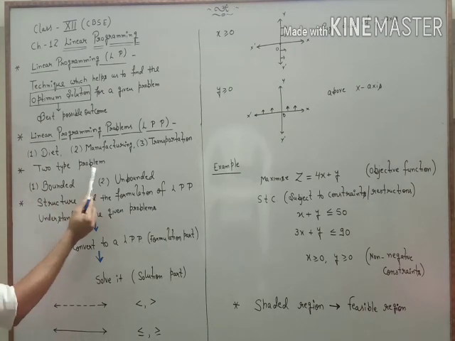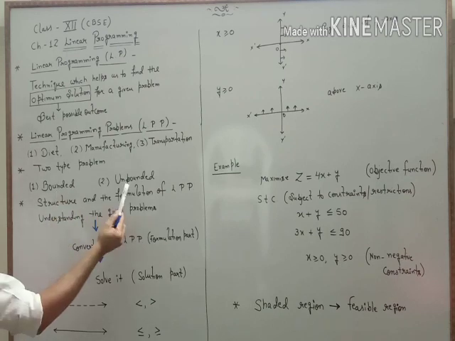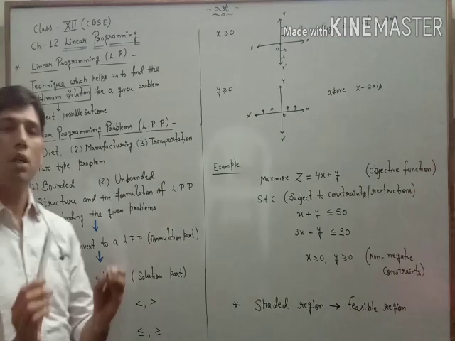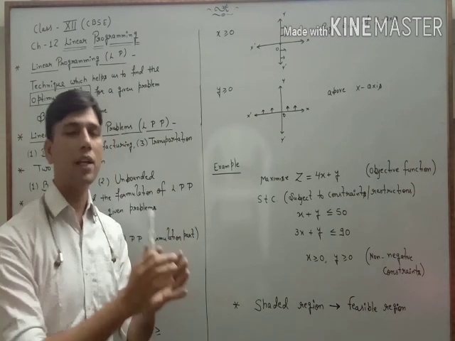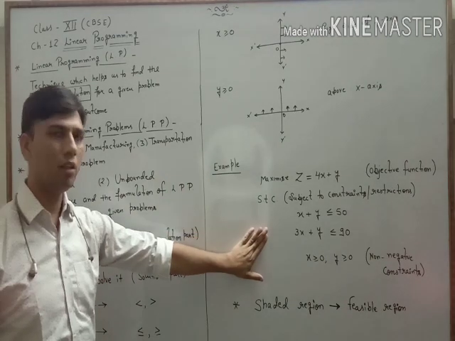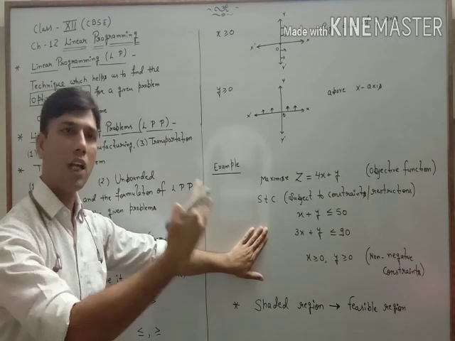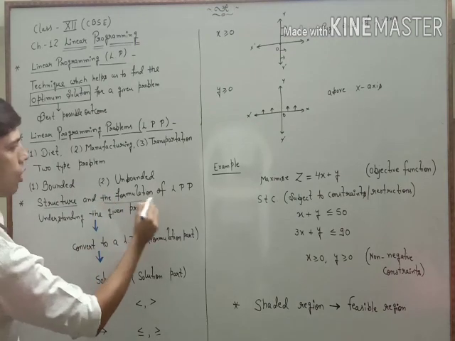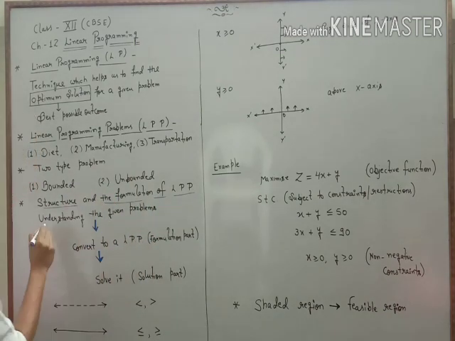Next, you will face two types of problem, bounded and unbounded. There are two types of question in this chapter. Some questions are related to bounded and some related to unbounded. We'll discuss one by one here. Firstly bounded and after that unbounded. Okay. Now next is structure and the formulation of LPP.